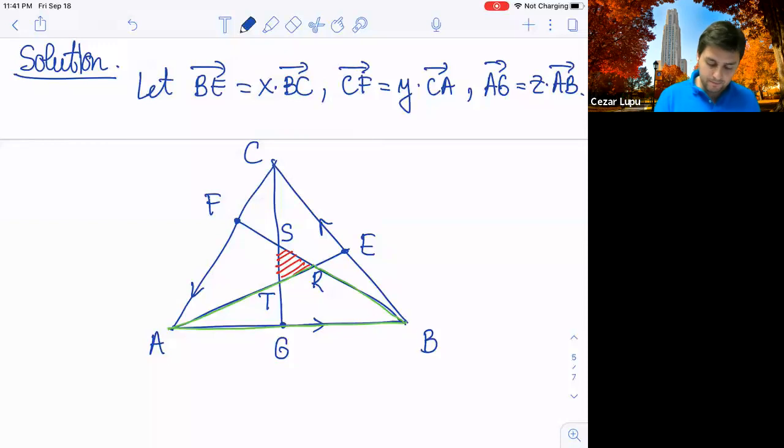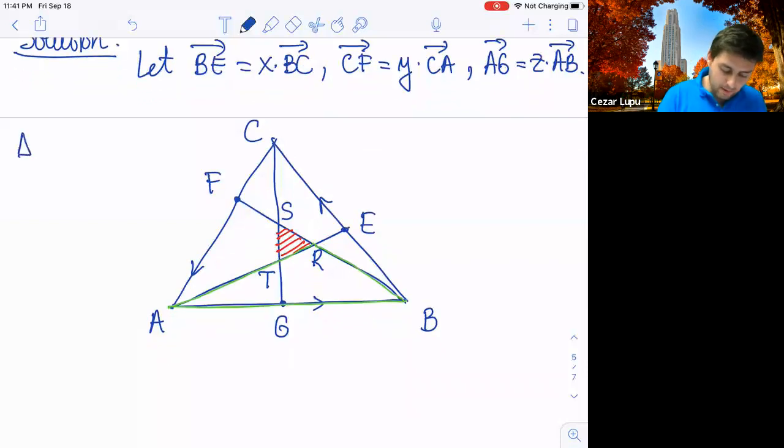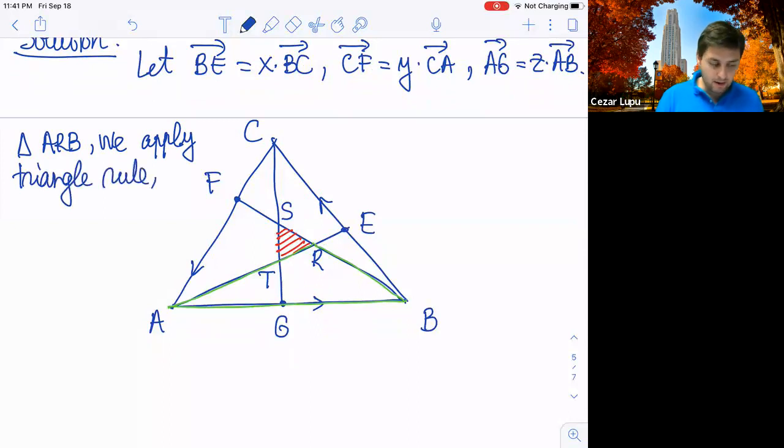So in the triangle, let's write it here, ARB, we apply the triangle rule, or Chasles' rule, and we get what? Well, let's be careful here. We have that A, okay, we're going to start from here. So AR plus RB is the same as AB. AR vector plus RB vector is the same as AB vector.